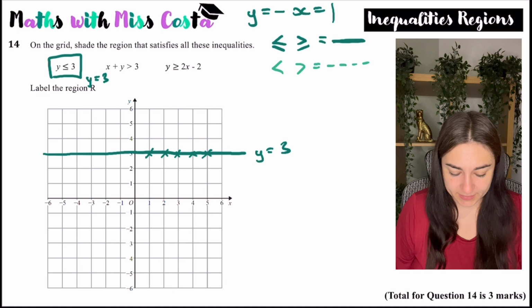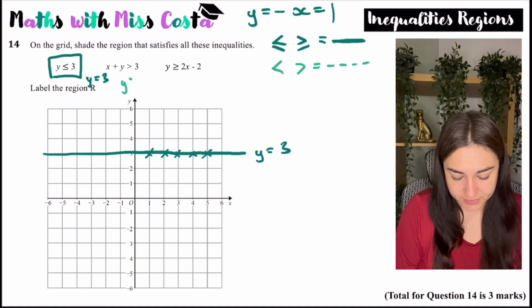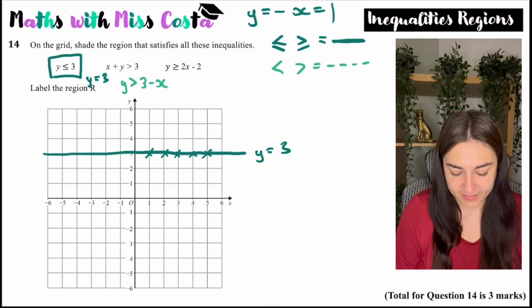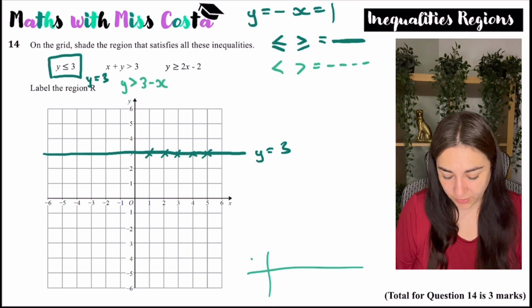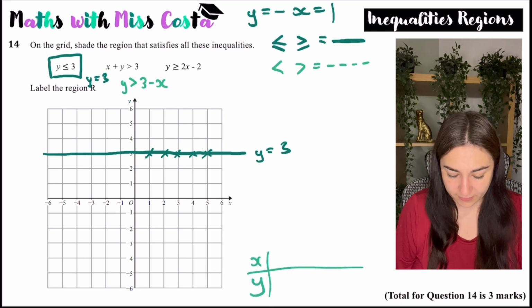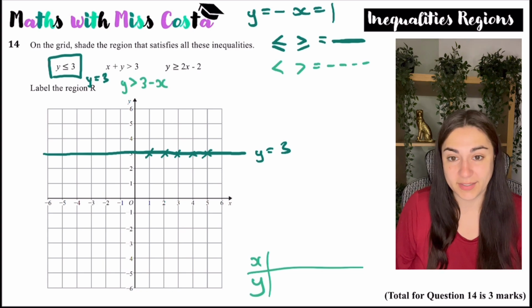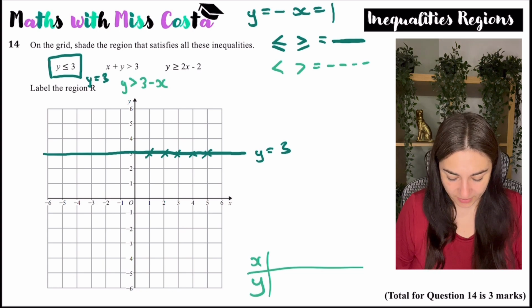Then I've got x plus y is greater than 3. So I could just rearrange that to say y must be greater than 3 minus x. And there's a number of ways you can do this. You could do a table of values, and that's absolutely fine. Or you could just pick a few points to speed up the process. So I know that y is 3 minus x.